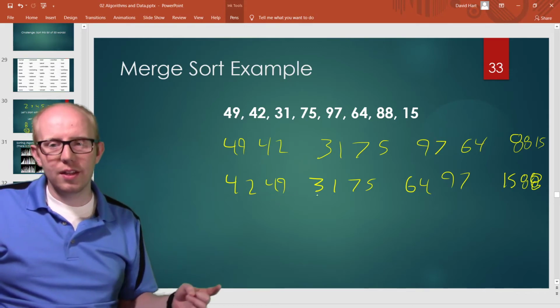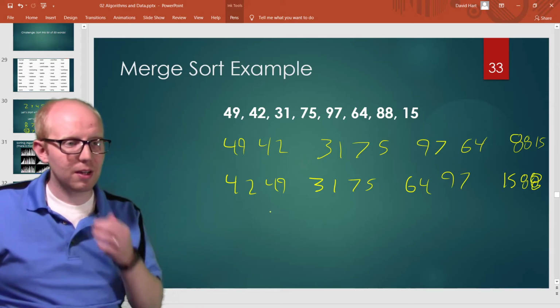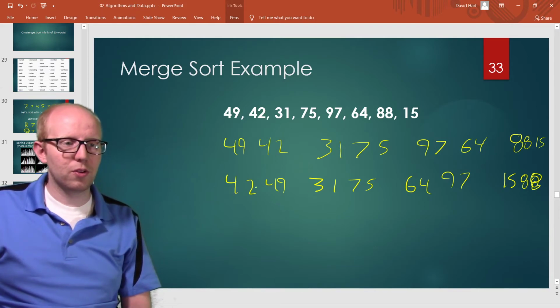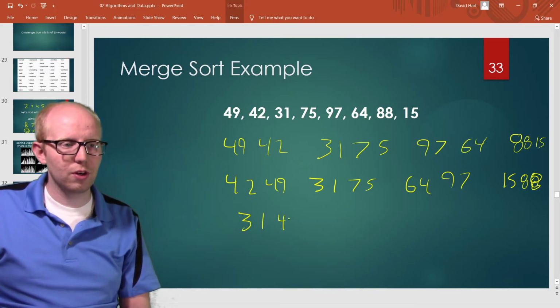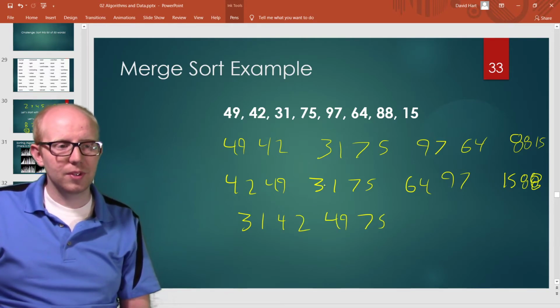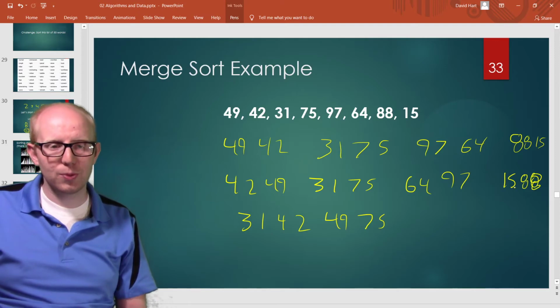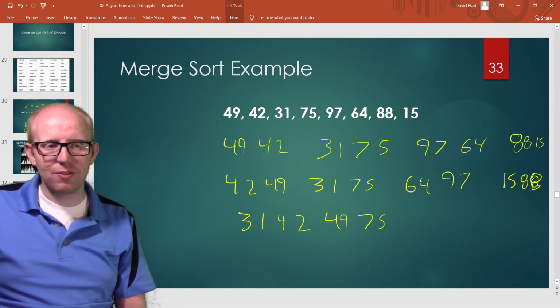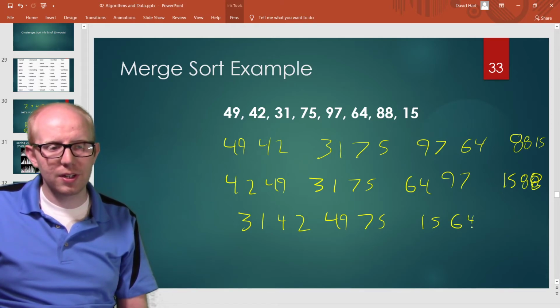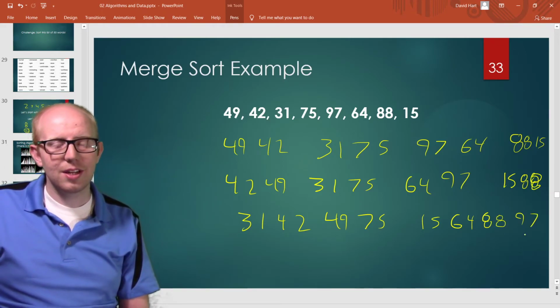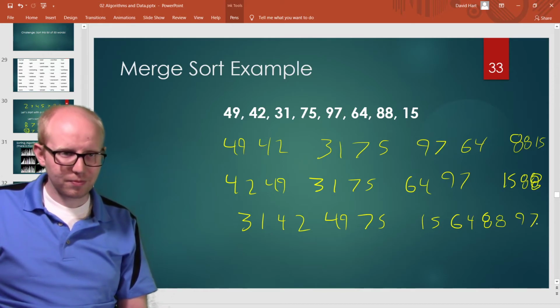Or I should say, it's these 2 and then these are the next 2 available. Now let's sort these ones. These are easy to merge. Which one's bigger, 31 or 42? Well, 31 is. Then 42 is next biggest, then 49, and then 75. This one was first, then that one, then this one, that one. Now let's sort this one. 15 versus 64, well, 15's smallest. 64 versus 88, well, 64 is next smallest. 88 or 97, well, 88, and then 97 is our biggest.